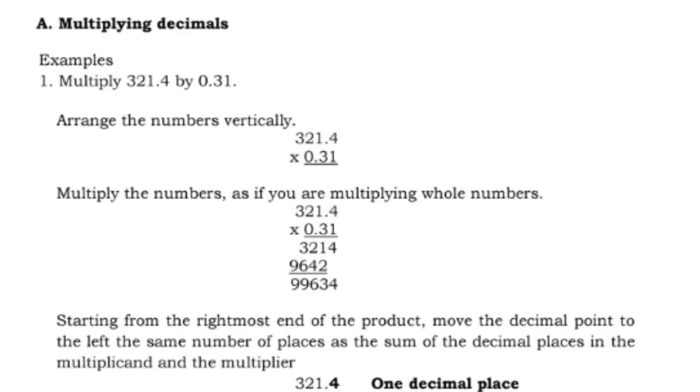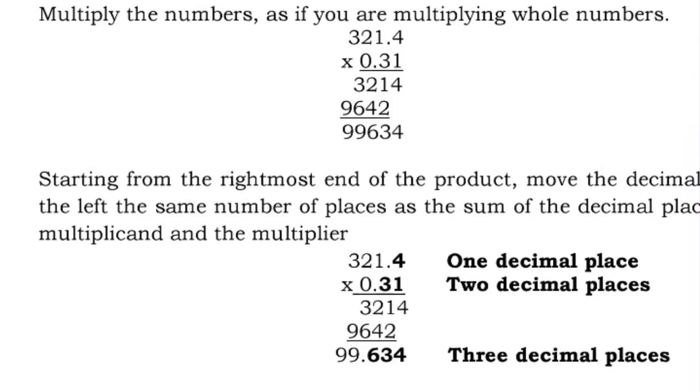So multiply 321.4 by 0.31. So arrange the numbers vertically. 321.4 times 0.31. Then multiply the numbers as if you are multiplying whole numbers. So 1 times 4 is 4. 1, 2, 3. So 3, 2, 1, 4.